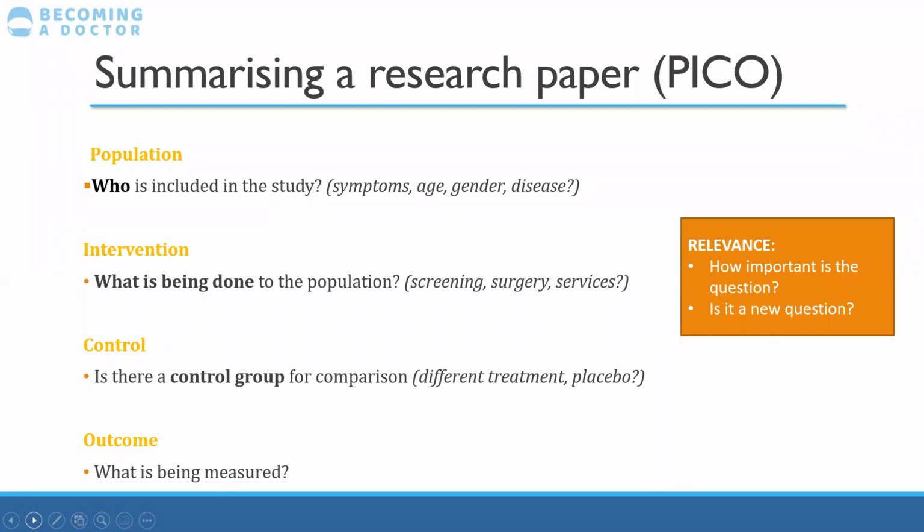So if you can summarise these 4 things when you read an abstract, that's really a useful thing to be able to do. And once you've done that, it's important to think about the relevance of the question that's being asked in that study. So is it actually an important question that will influence clinical practice? And has it been asked before?